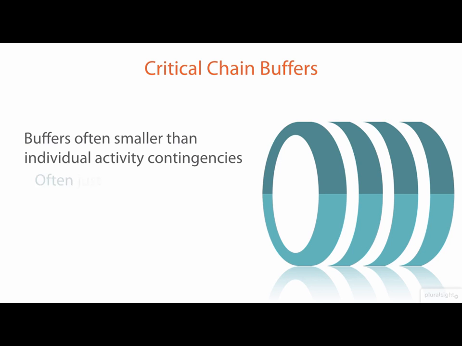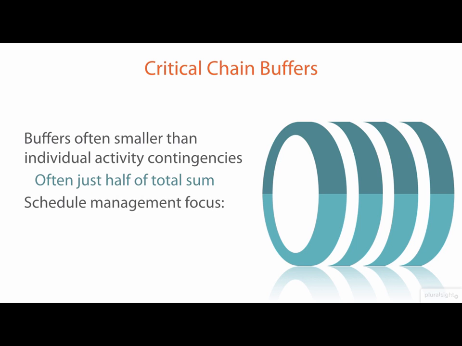Because of that, you can often see buffers that are just half the total sum of contingency that you might have built in using the critical path method. This allows the critical chain method to be seen as more effective and efficient in many cases than its critical path counterpart. The key difference between critical path and critical chain basically gets down to where its management focus is when it comes to the schedule.